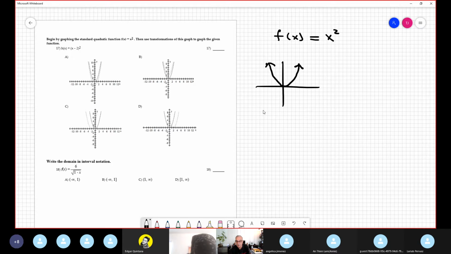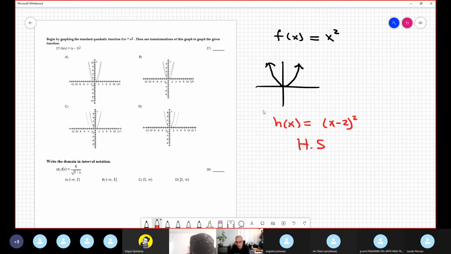I need to do the graph of the new one, which is, let me copy in another color. It's called h of x is equal to (x minus 2) squared. Identification: what kind of transformation is it? It's a horizontal shift, because it's inside the parenthesis.